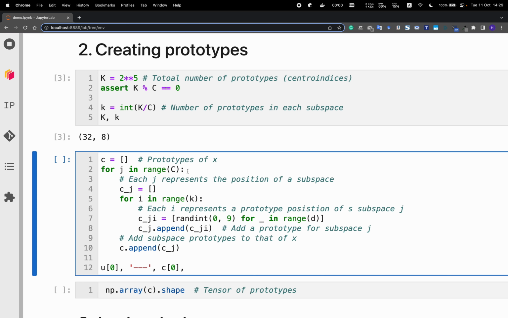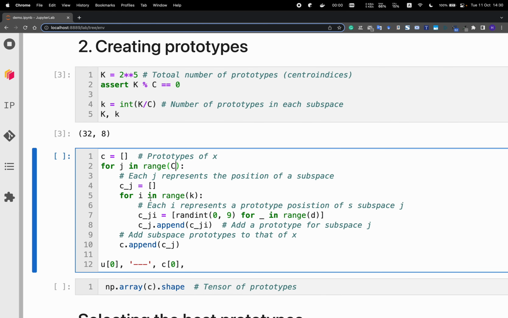Then we want to create prototypes for each subspace. We just loop through all the subspaces. I'm using the notation from the paper, so C, and for each subspace we learn 8 prototypes. In this case, I'm not learning anything, but just using random numbers as an illustration.